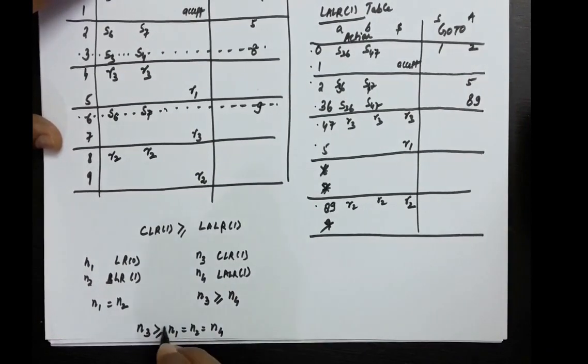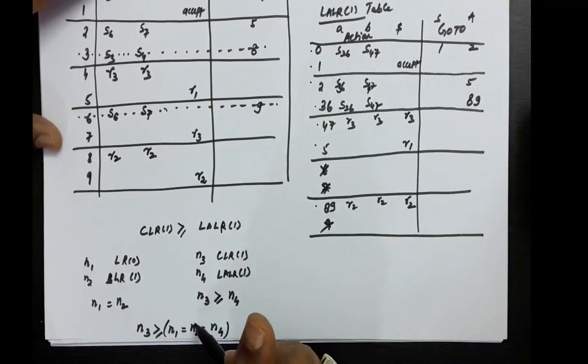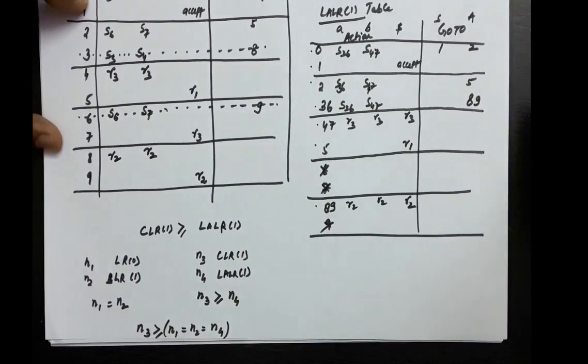Okay, so these N1, N2 and N4, meaning the number of states in LR0, SLR1 and the look ahead LR1 parsing table, are the same, but the number of states in the CLR1 parsing table may be more than all these parsing tables. Okay, thank you.